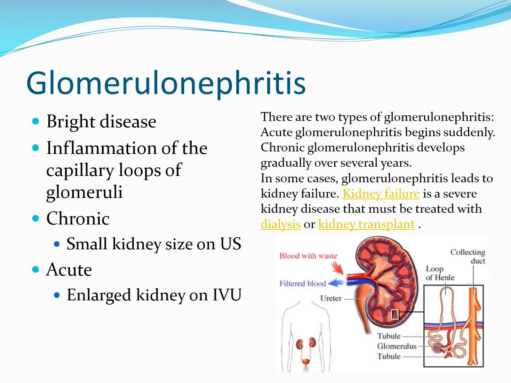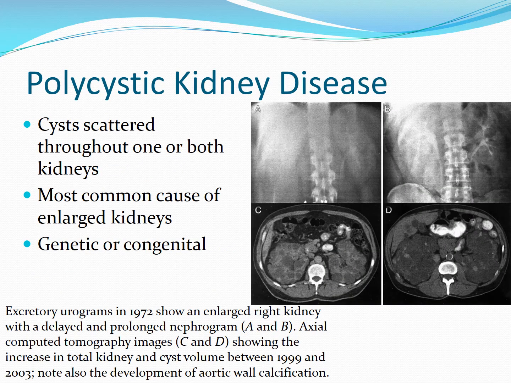Glomerulonephritis is an inflammation of the glomeruli within the kidney. It would be a smaller sized kidney on an ultrasound if it was a chronic case, or an enlarged kidney on an IVU if it was an acute case. Polycystic kidney disease means many cysts scattered through one or both kidneys, often causes an enlargement of the kidneys.